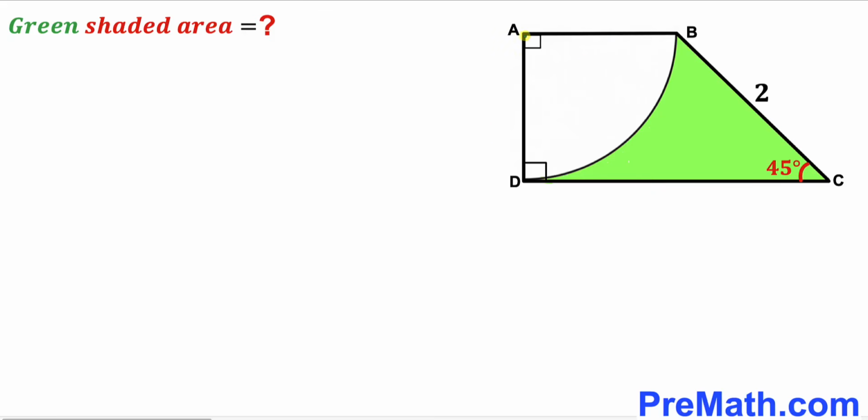And now I am going to label this radius AD as lowercase r. And likewise, AB is the radius of this very same quarter circle. I'm going to label this one lowercase r as well. And in this next step, I have dropped this perpendicular BE on this side CD. And now let's focus on this right triangle BEC.